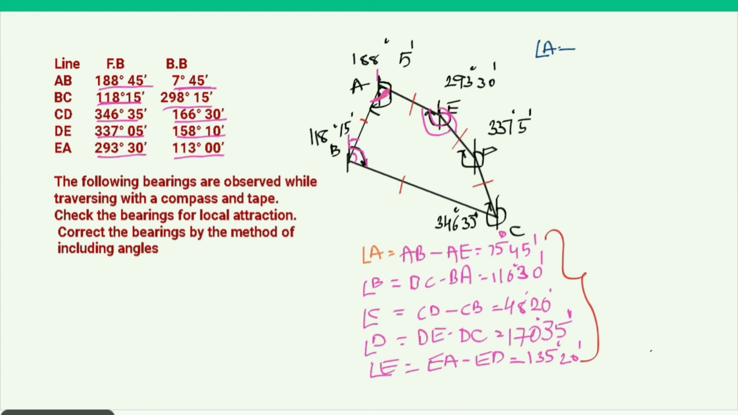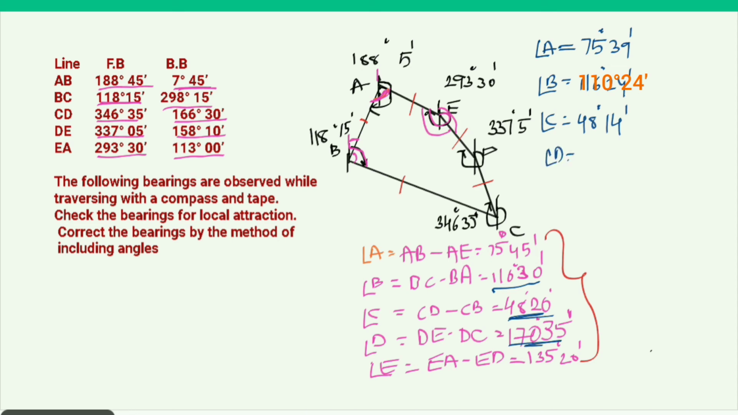So corrected angle A equals 75 degrees 45 minutes minus 6 minutes, that is 75 degrees 39 minutes. Corrected angle B equals 110 degrees 30 minutes minus 6 minutes, that is 110 degrees 24 minutes. Now angle C equals obtained angle C 48 degrees 20 minutes minus 6 minutes, that is 48 degrees 14 minutes. Angle D equals obtained angle D minus 6 minutes, that is 170 degrees 29 minutes. Angle E equals obtained angle E minus 6 minutes, that is 135 degrees 14 minutes. So this way we have obtained all the corrected interior angles.